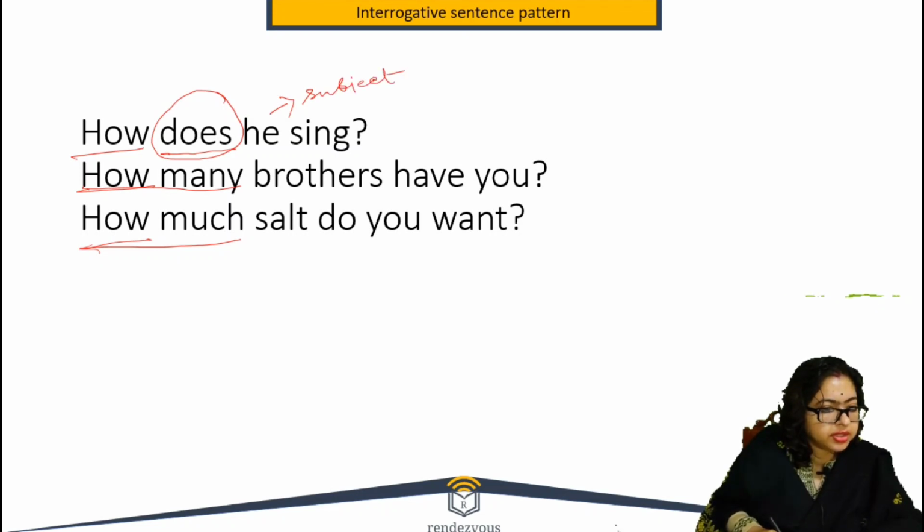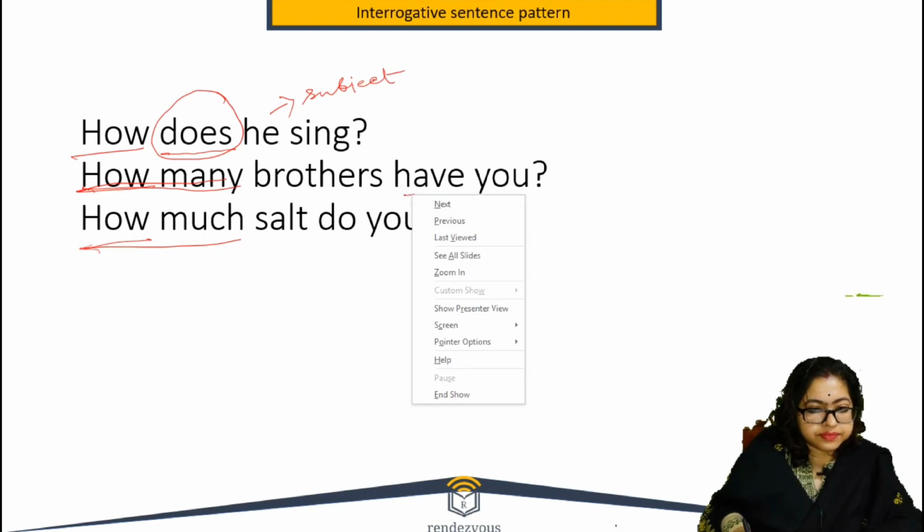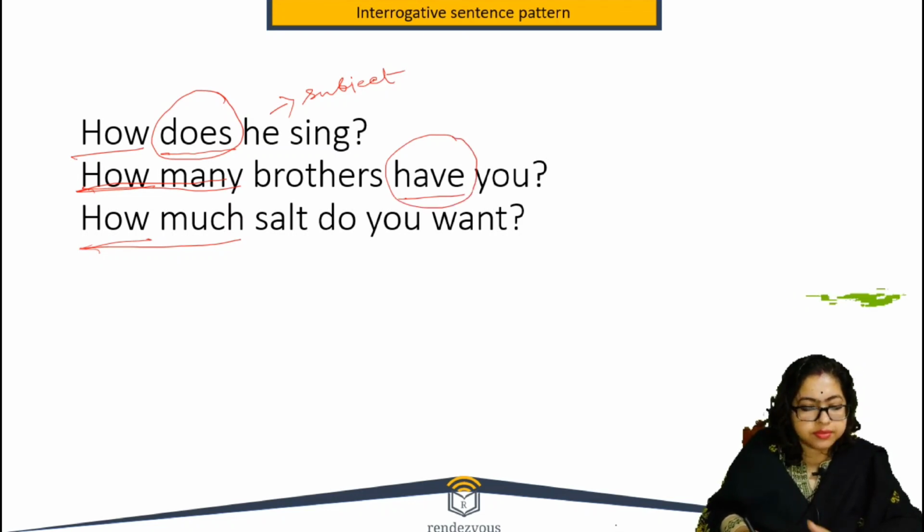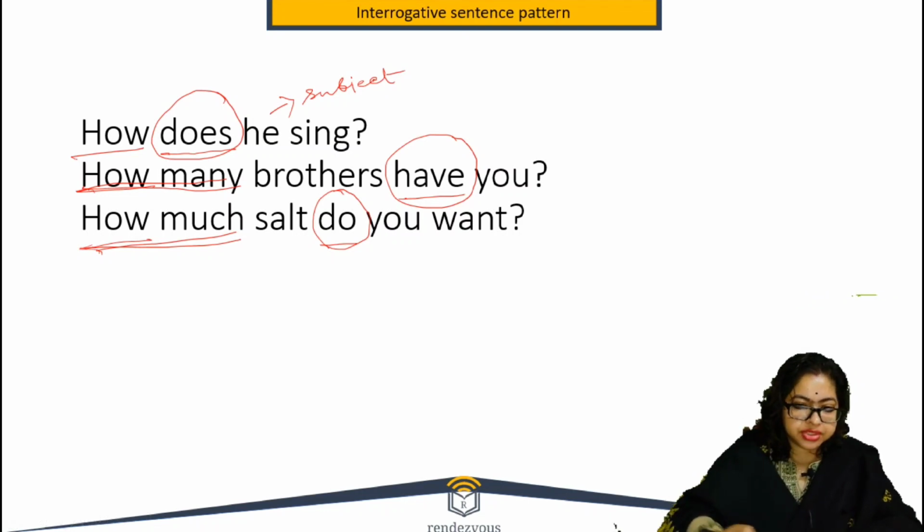For the next example, we have this WH word, and then we have this have verb. Because this sentence has the have verb, we have then the have verb. And for the next example, this WH word, how, is also a WH word. Then this do as auxiliary, which has again been put before the subject.